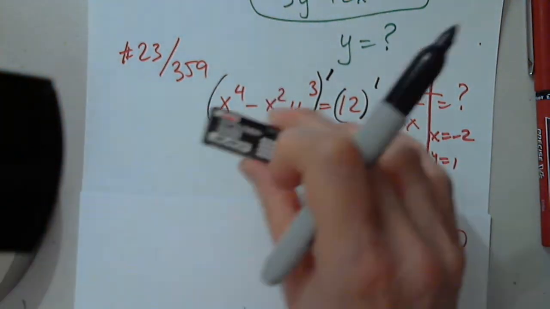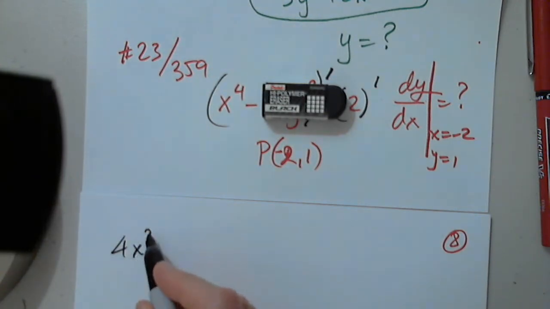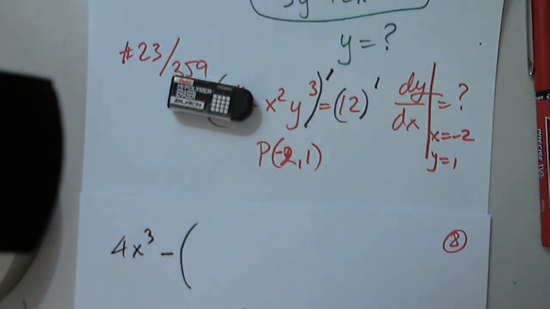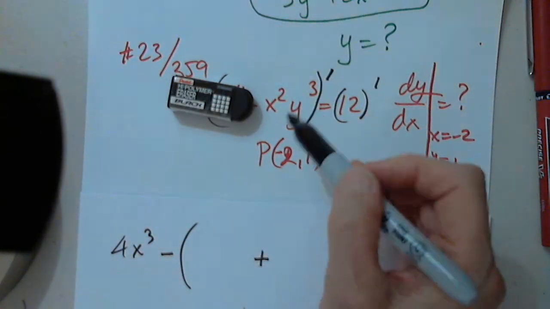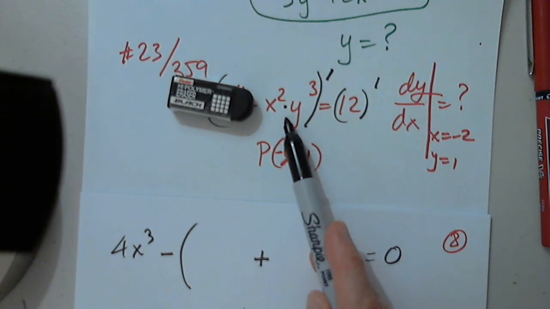Can anyone differentiate x to the fourth for us? 4x cubed. That's it. Minus, because it's minus and this is a product, I'm going to leave it alone. And I know that inside I have to have two terms. Why? Because it's a product. And the right-hand side, when I differentiate 12, what do I get? Zero. Excellent. Good.